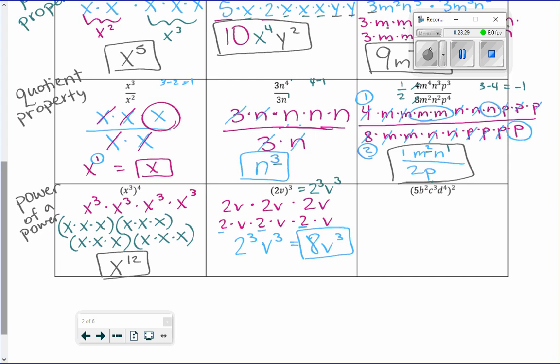This last one here, I could write 5b squared c cubed d to the power of 4 times 5b squared c to the power of 3 d to the power of 4. And then from there, I can use what we already learned about the product property. Or just for the sake of understanding, I'm going to expand it even more, but you don't have to expand it any further if you don't want to. 5 times b times b times c times c times c.